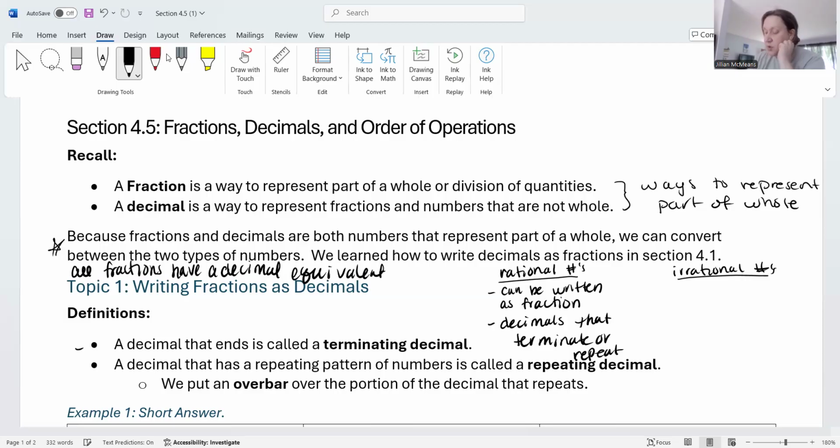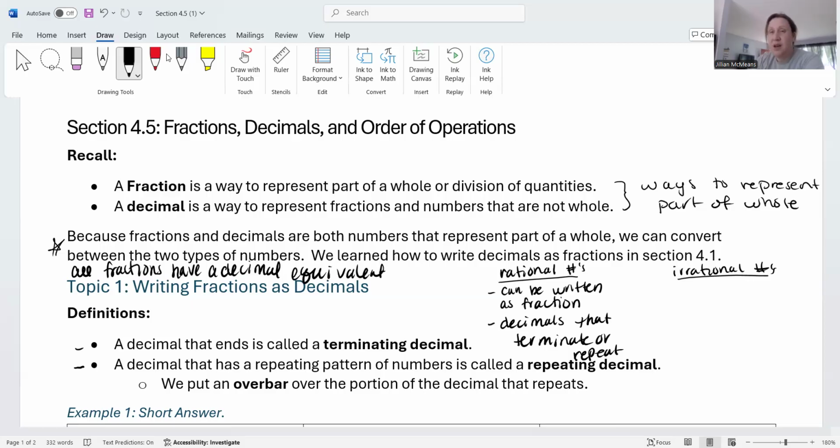A decimal that ends is called a terminating decimal. The numbers just stop. That's a terminating decimal. So 1.75, 1.639, those are terminating decimals. The number just ends. Now, a decimal that has a repeating pattern of numbers is called a repeating decimal. You do have to be careful here. Repeating decimals can repeat a single number or they could repeat a sequence of numbers. So be mindful of that.